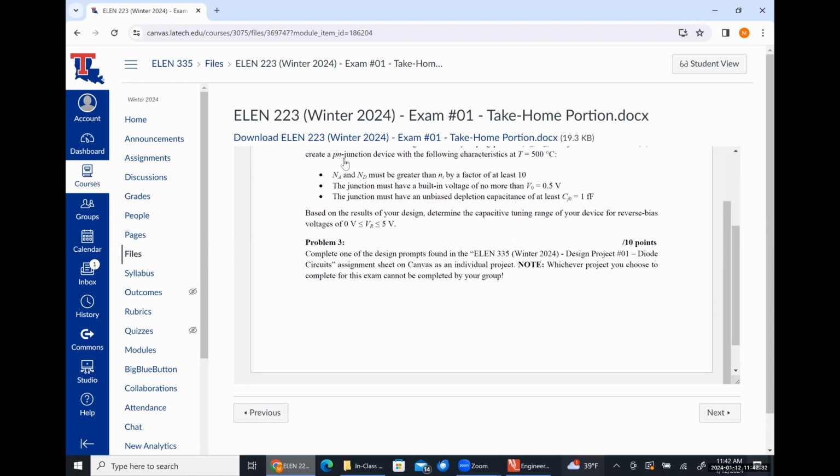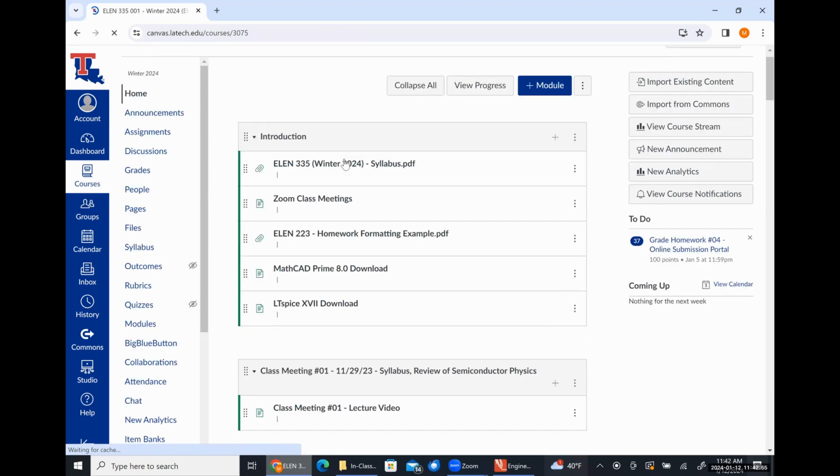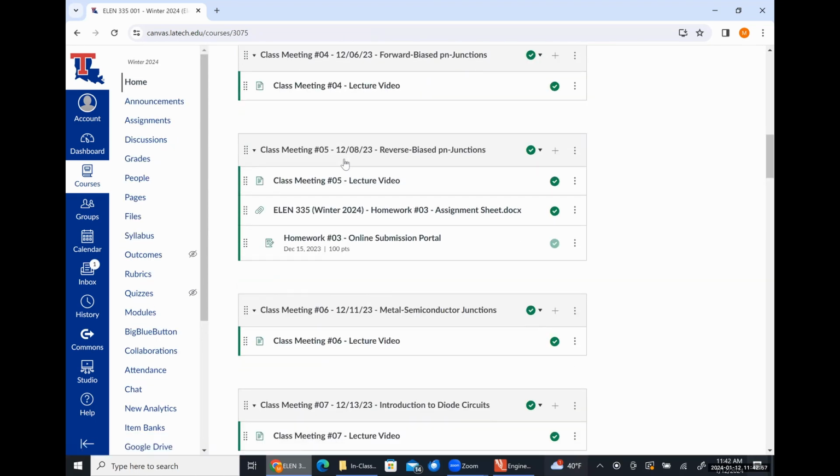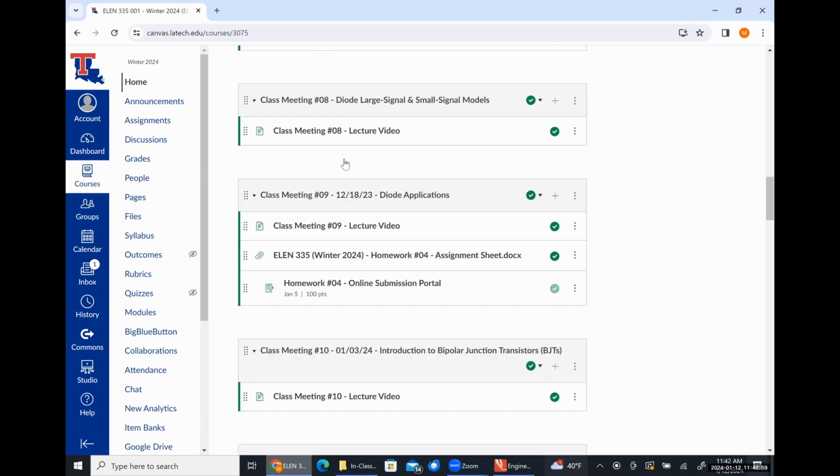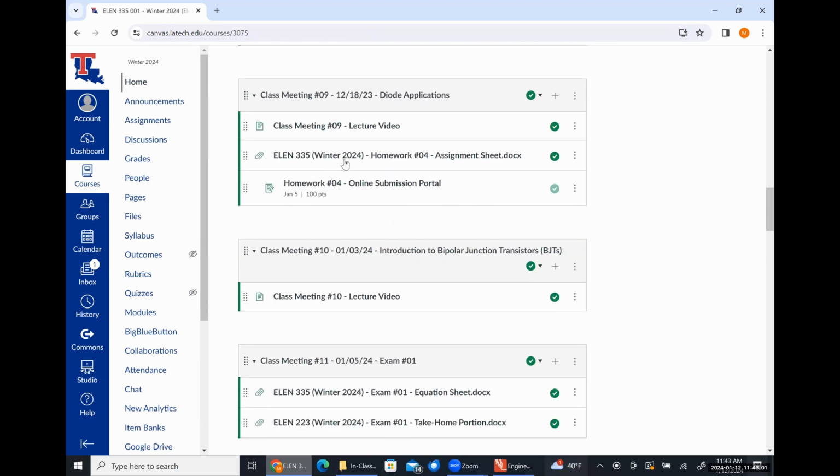And then problem 3 is that I want you to complete one of the design prompts found in your design project thing, which I also uploaded, as an individual project. And then I have a note here that says, whichever project you choose to complete for this exam cannot be completed by your degree. So let's now look at the design project assignment thingy, just really quickly here. I'm trying something new here.